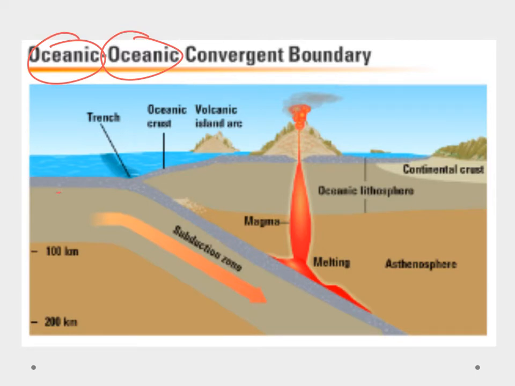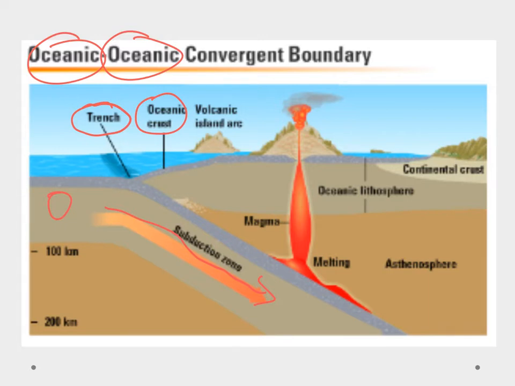We have oceanic crust over here, and we're going to have oceanic crust here, and we're going to have this subduction zone again, and one of the plates is going to slide under the other, and as that happens, we're going to see another trench. These trenches are where we get our really deep trenches.